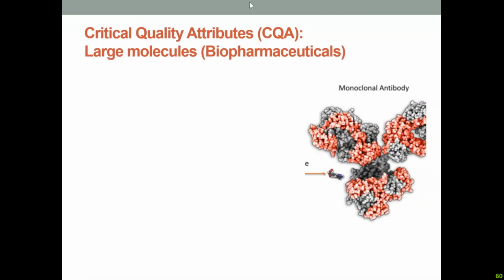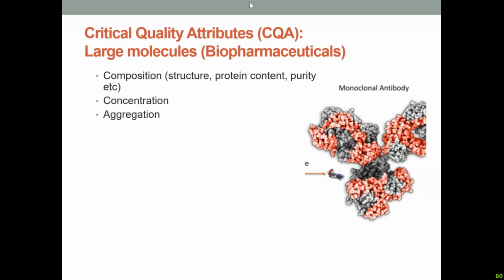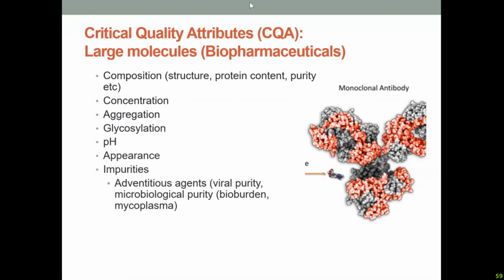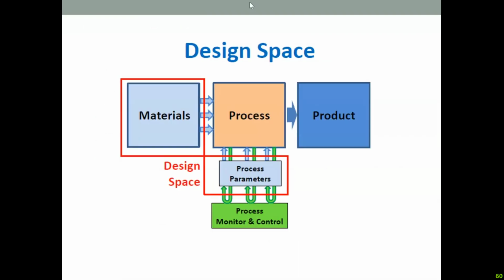Critical quality attributes then for a large molecule in the biopharmaceuticals could be things like your composition, so your structure, your protein content and your purity, etc., the concentration of it, the aggregation, the glycosylation, the pH, the appearance, the impurities. The impurities could be advantageous, so you've got viral purity, microbiological purity, bioburden, and mycoplasma. You could also have things you don't want like endotoxins or leachables that come from the process unit operations.